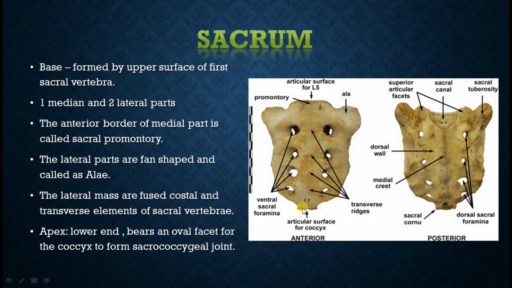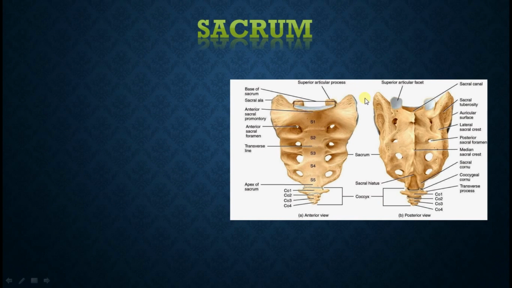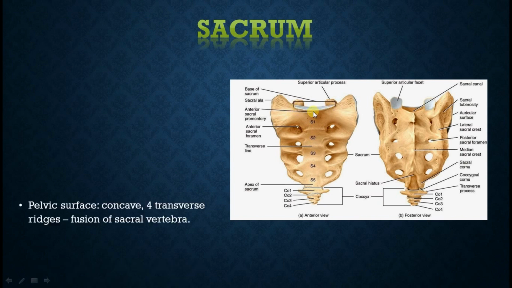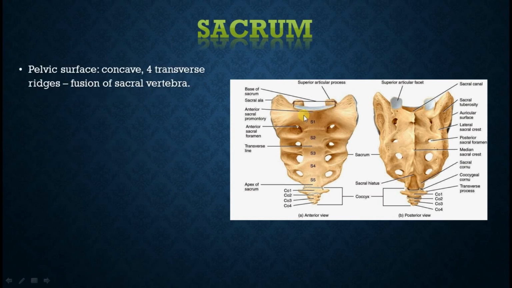Apex bears an oval facet for the coccyx to form the sacrococcygeal joint. So that is the fan-shaped ala of the sacrum, which is the fused costal element, and that is the sacral promontory. Pelvic surface is concave, and in males it is uniformly concave. In females, it is somewhat vertical and the lower part becomes abruptly concave.